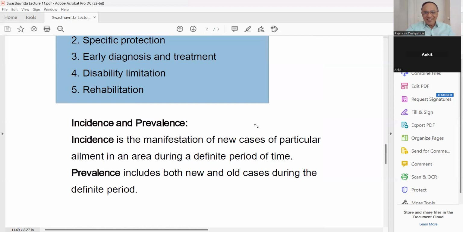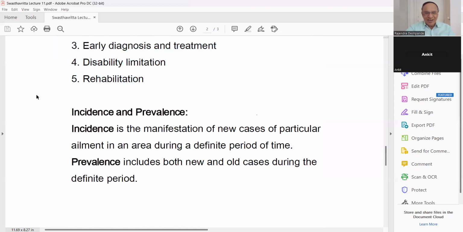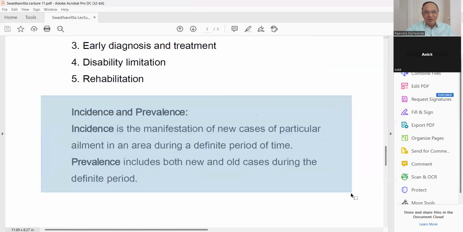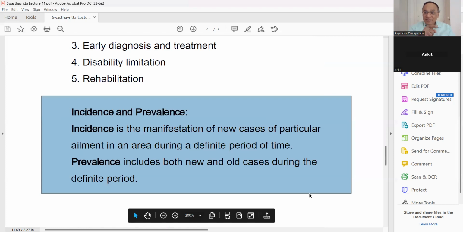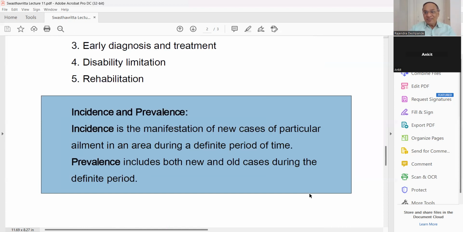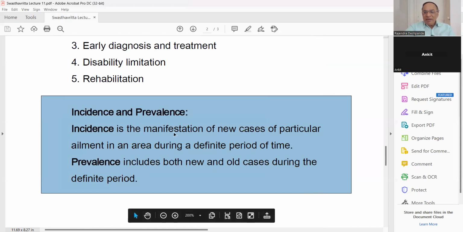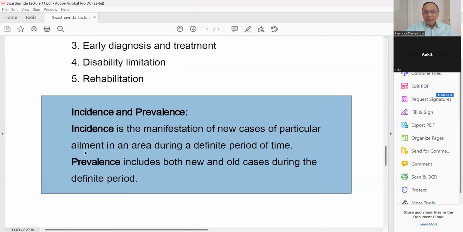Very interesting. Epidemiology, Swasthavritta, we are learning. Incidence and prevalence. Keywords, write down. Incidence and prevalence. Always in the oral they will ask you, what is prevalence? What is incidence? So, incidence is the manifestation of new cases of a particular element in an area during a definite period of time.